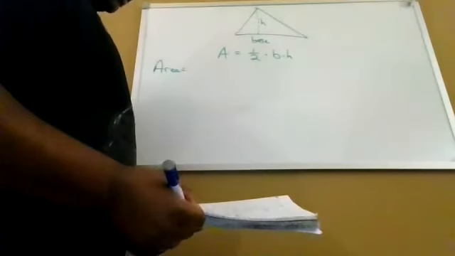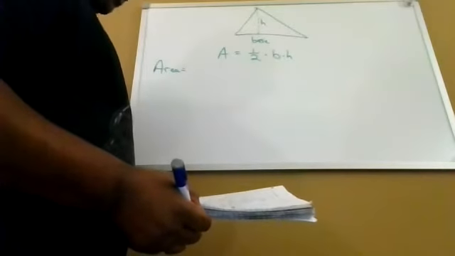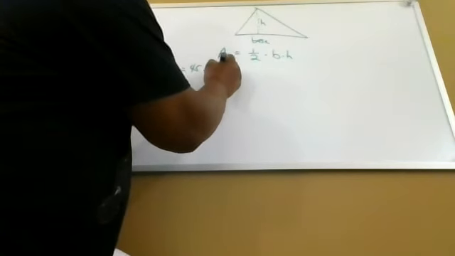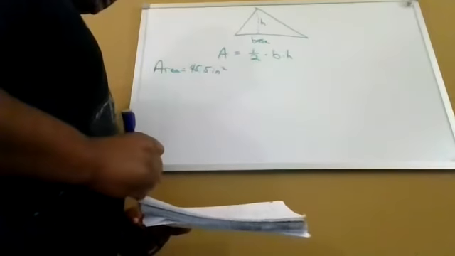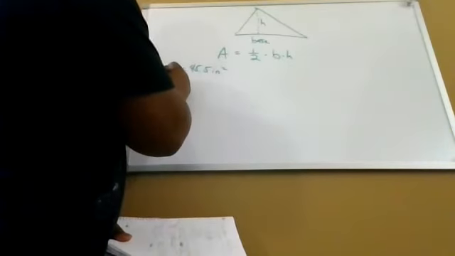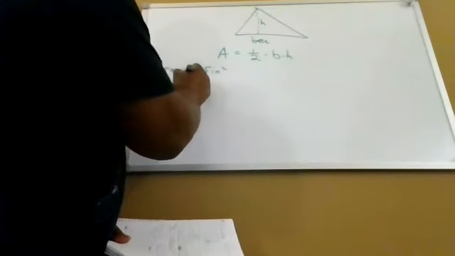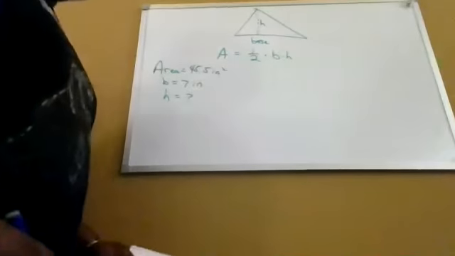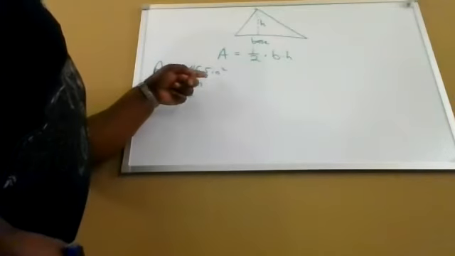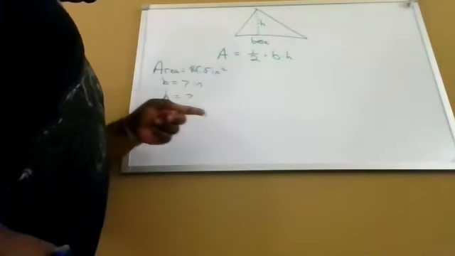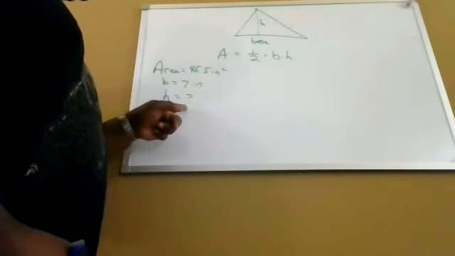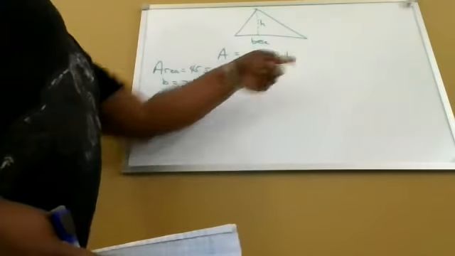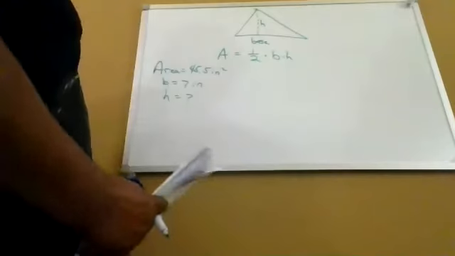I know my area in this example is 45.5 inches squared. And my base is 7 inches. And what does the height equal? So area, 45.5 inches squared, base 7 inches, height equals what? Well, let's substitute our values in for the variables and then calculate and find out what h equals.